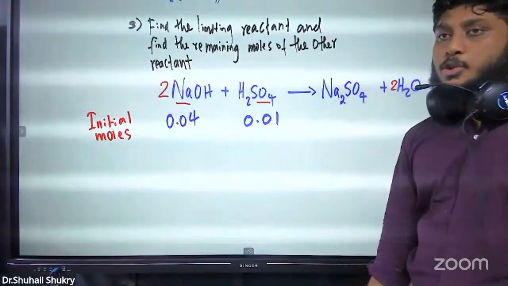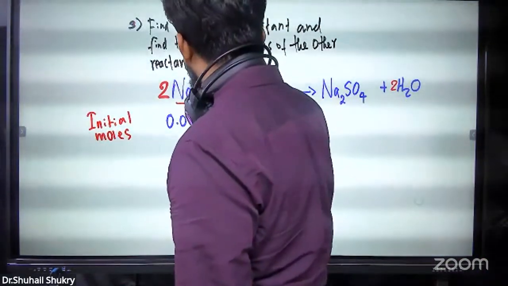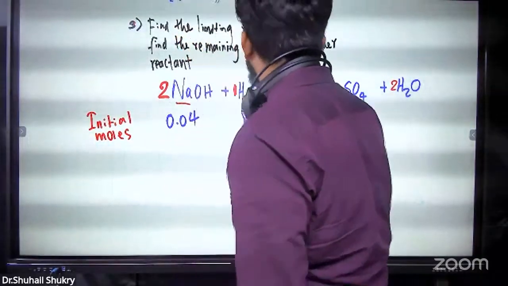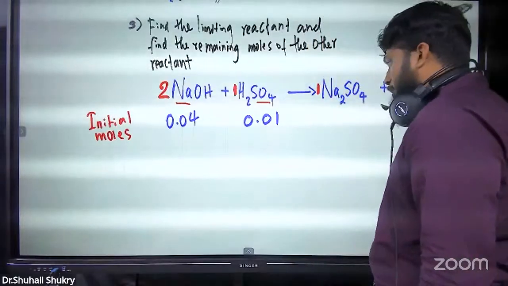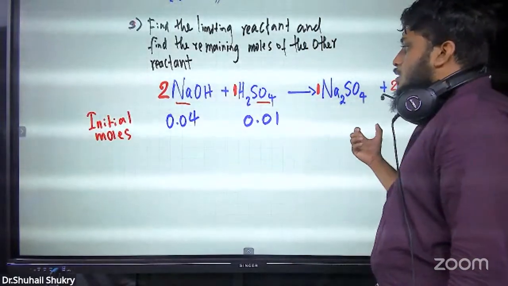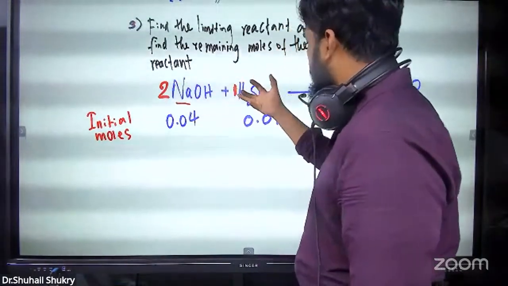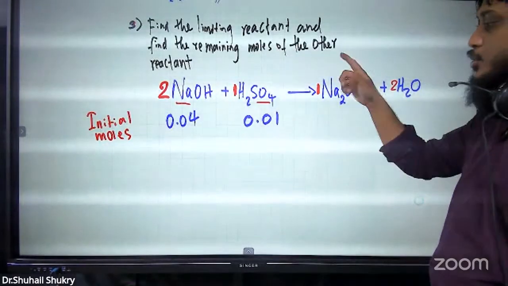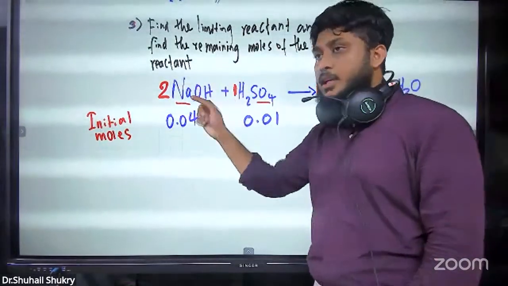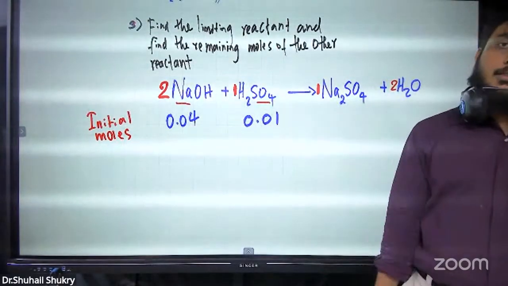But you see the stoichiometry. Your stoichiometry is 2:1. It means if you want to produce these products, 2 sodium hydroxide and 1 H2SO4 should join together to produce these things. So they should join in a 2:1 ratio to produce these things.